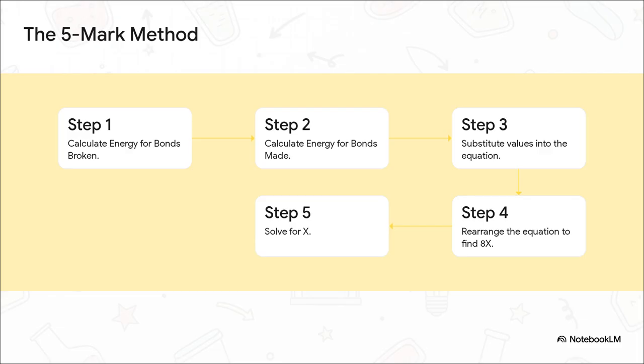And to make absolutely sure we get all 5 marks, we're just going to follow the mark scheme's recipe. There's a point for calculating the energy of bonds broken, a point for the energy of bonds made, a point for plugging it all into the equation, a point for rearranging it correctly, and the final point for the answer itself. It's a 5-step process. So let's get started with step 1.